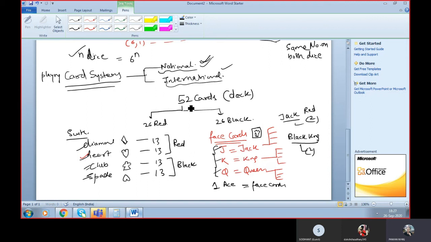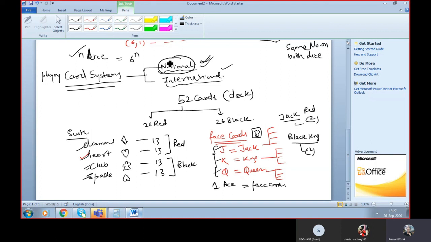We will quickly revise it. It consists of 52 cards. Out of 52, there are 26 red, 26 black, and there are four suits called diamond, heart, club, and spade. And there are three face cards, J, K, and Q. The difference between the international and the national card is only that in international cards we use ace as a face card, but for the national cards we use face cards only J, K, and Q. And the important tip is, if there is no mention in the question of which kind of card we are using, you have to treat it like a national card.